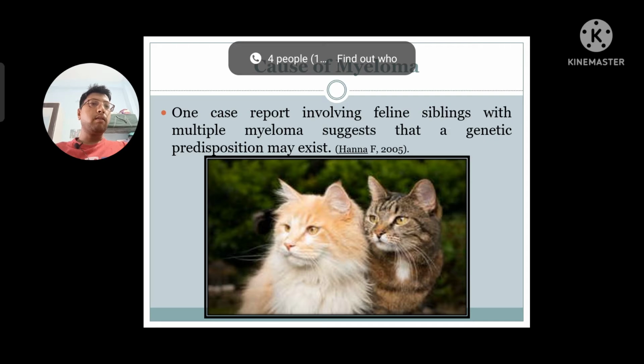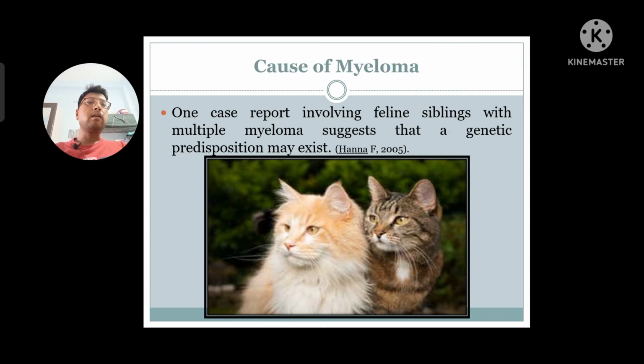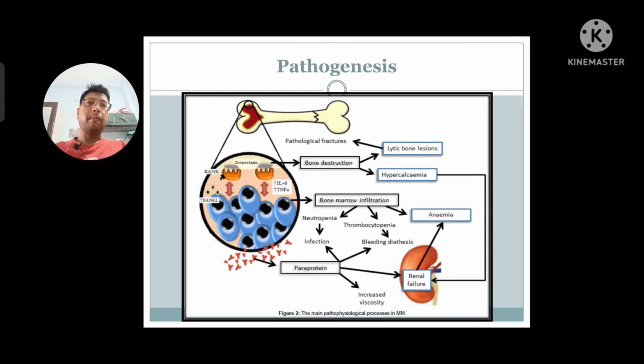There is no exact known cause of the disease, but some researchers, like Hannah F. in 2005, reported that it may be due to genetic predisposition in felines. Now we come to the pathogenesis.